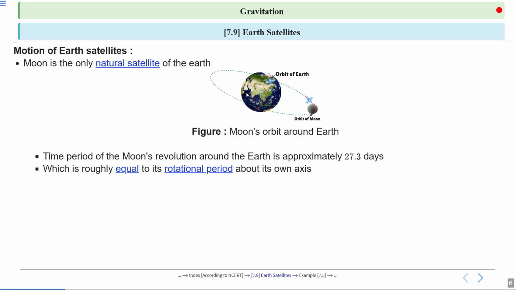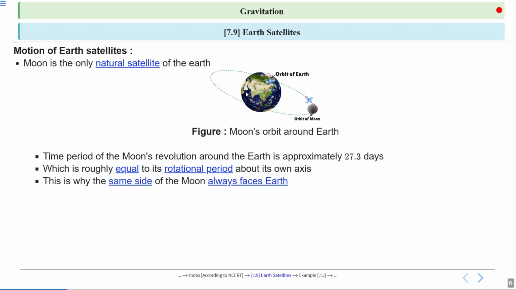The interesting thing here is this. Moon's rotational period about its axis is roughly equal to its orbital period. This synchronization is why we always see the same side of the moon from Earth. It's a fascinating aspect of celestial mechanics.